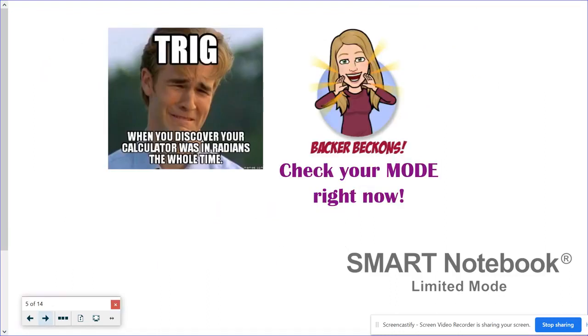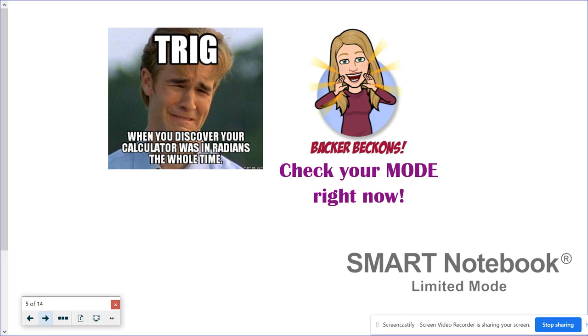Okay, and then one other thing to know before you go doing any calculations is check your mode. So there's a button on your calculator. It says mode. Make sure degree is highlighted, okay, because that's how we measure angles at this level. It's in degrees, okay?